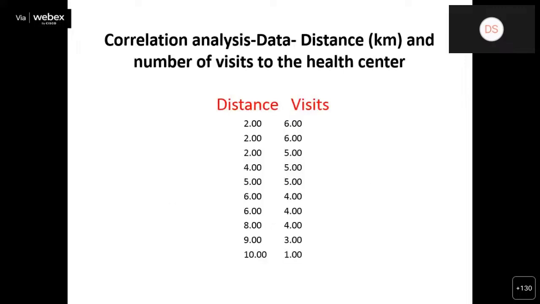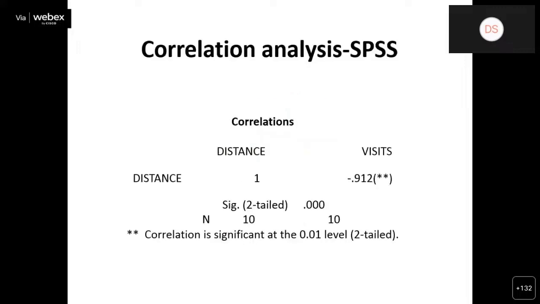How to do the correlation analysis? Here is the data between distance and the number of visits. When you run this in SPSS, this is the format it gives. The correlation between distance and distance is always 1. But the correlation between distance and the number of visits is what we actually want. In this example, it is -0.912.